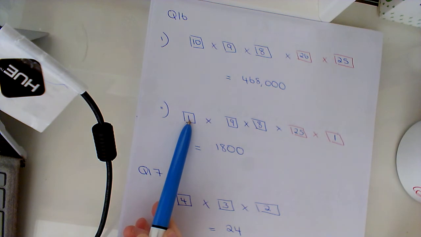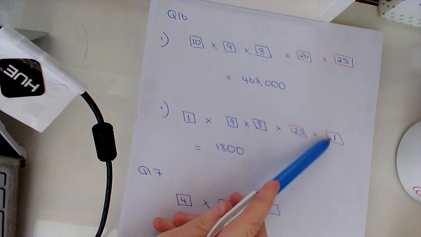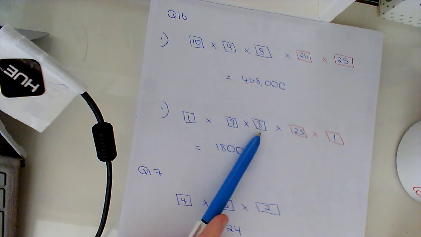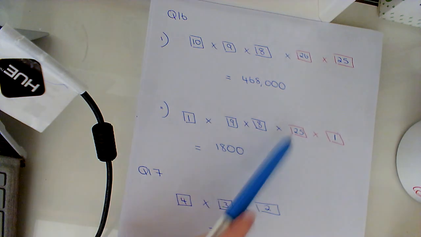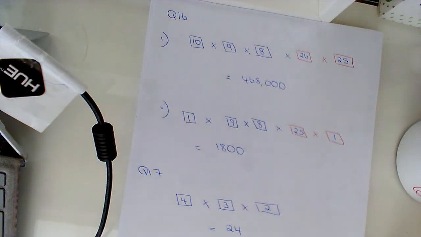Question 17, it says how many 3-digit numbers can be made from the digits 5, 7, 8 and 9, and no digit can be repeated. So I'm making 3-digit numbers, so I have 3 boxes, and I have 4 numbers there, so it's going to be 4 by 3 by 2, which will give me 24.